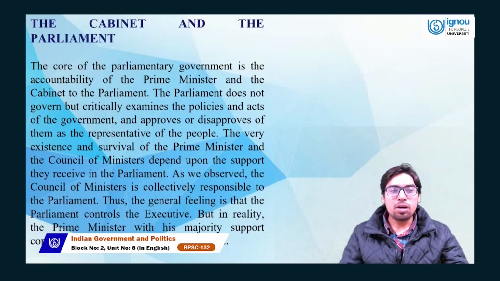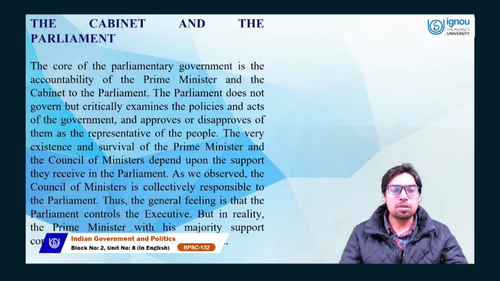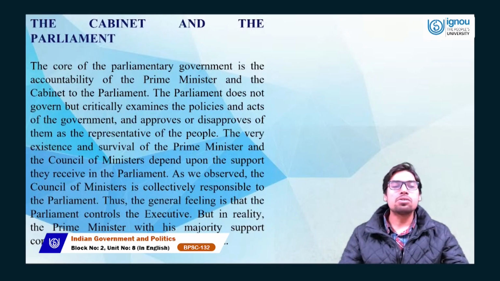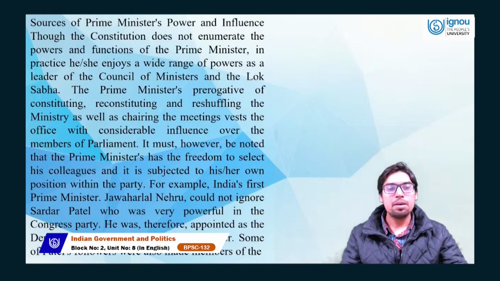The Parliament does not govern but critically examines the policies and acts of the government and approves or disapproves of them as the representative of the people. The very existence and survival of the Prime Minister and the Council of Ministers depends upon the support they receive in Parliament. As we observed, the Council of Ministers is collectively responsible to the Parliament. Thus, the general feeling is that the Parliament controls the executive, but in reality, the Prime Minister, with his majority support, controls the very working of the Parliament.